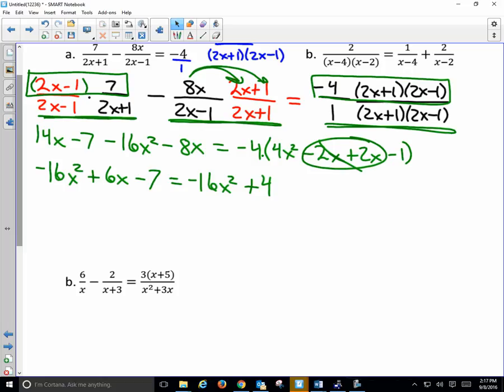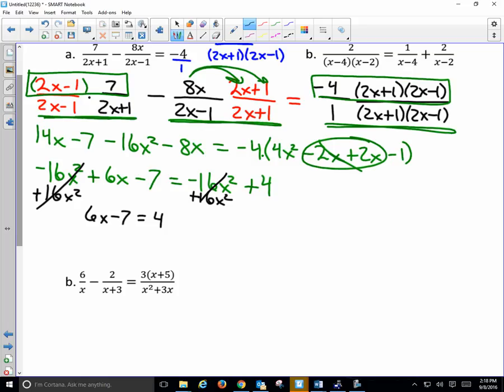2. And the way we solve the second degree equation, we gather everything on one side. So how do I move my negative 16x squared over here? I add. And what happens when I add the 16x squared over? Cancels. I'm left with 6x minus 7 is equal to 4. Now what? 6x equals 11. X is 11 over 6.